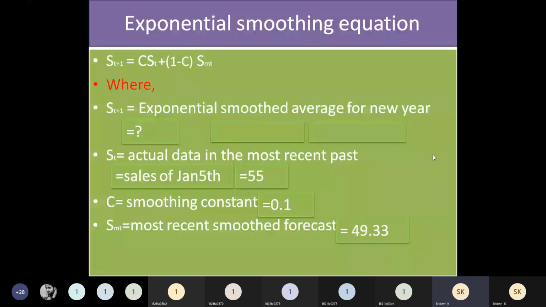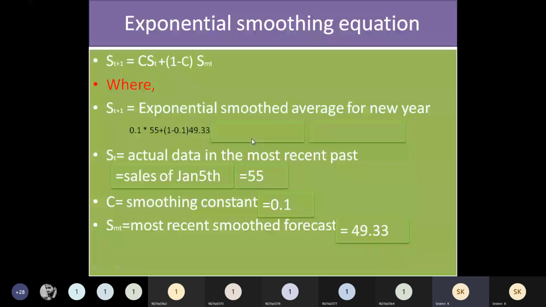So by substituting these values in the above formula, S(t+1) is equal to 0.1 into 55 plus (1 minus 0.1) into 49.33. So we have substituted all these values in the above formula which was given here. You can see the cursor now. In this formula we have substituted this. So this will give you the S(t+1) value, that is the sixth day sales. What is the sales?